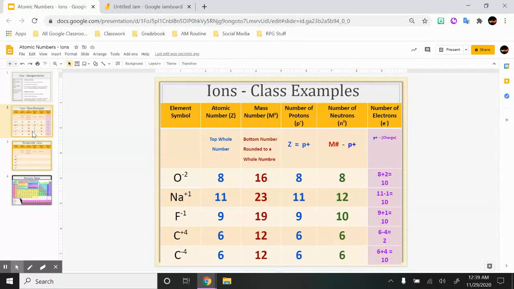And don't forget the way to remember. Think about if something negative comes into your life, you become more negative. Just like if an atom gains a negative electron, it gets a negative charge. If you lose something negative from your life, you're going to feel more positive. Just like if an atom loses an electron, it becomes more positive.